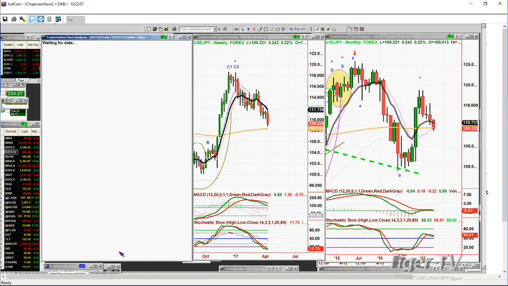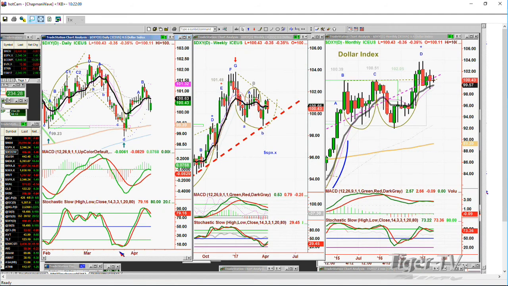So that's why I'm saying the dollar, not great action, but it's really not bad action yet. A dollar trading in the 99s says, be real careful. The dollar's going to go quite a bit lower.